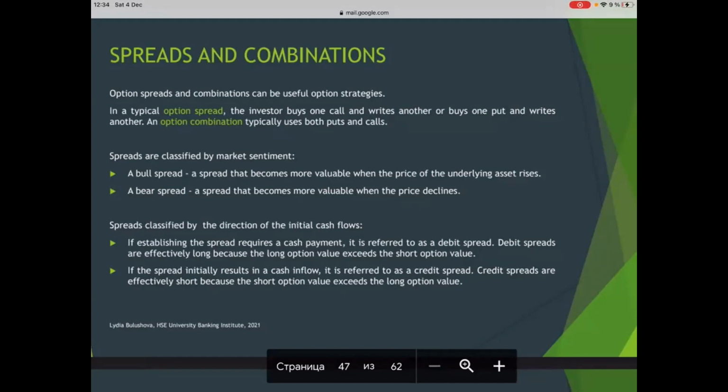So we have a bull spread, we have a bear spread. A bull spread is when I believe that the asset price is going to go up. A bear spread is when I believe the asset price is going to go down. And spreads are classified by the direction of the initial cash flows. If it requires a payment, it is a debit spread. If the spread results in a cash inflow, this is a credit spread.